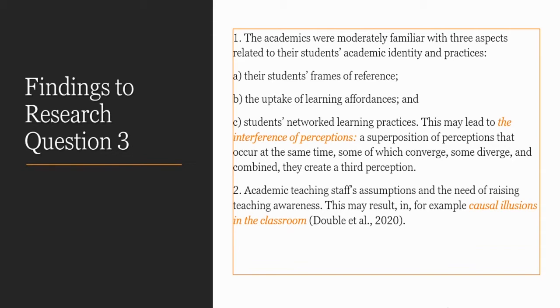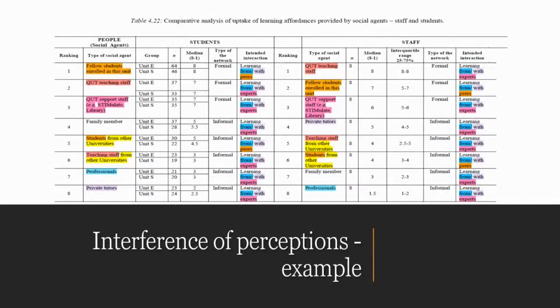The uptake of learning affordances and students' network learning practices. So all of these 3 elements, they were familiar with this. They knew how students were going, in other words, but only to some extent. This may lead to the interference of perceptions. That's something which I suggested as a concept. That's the superposition of perceptions that occur at the same time, some of which converge, some diverge, and combined they create a third perception. Let me show you what I mean by that, and then I will go back to the slide.